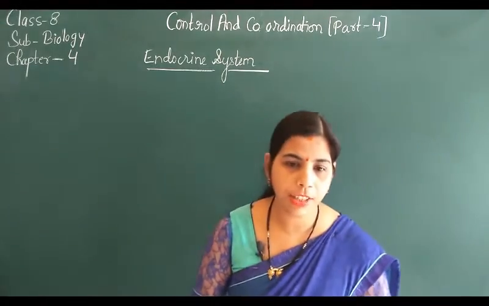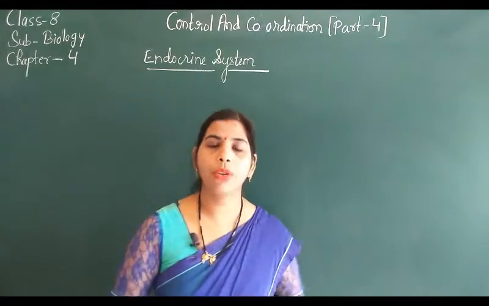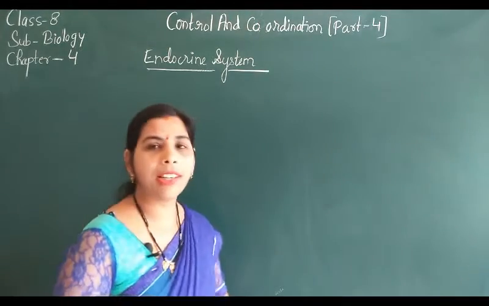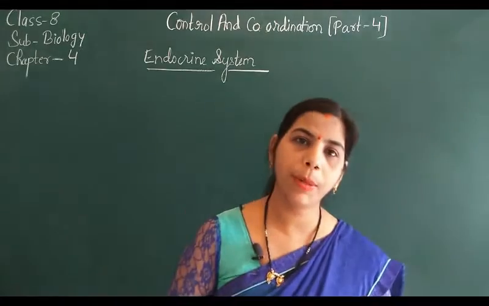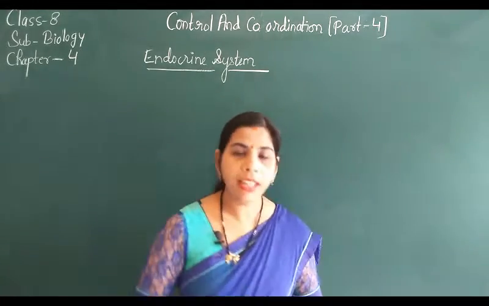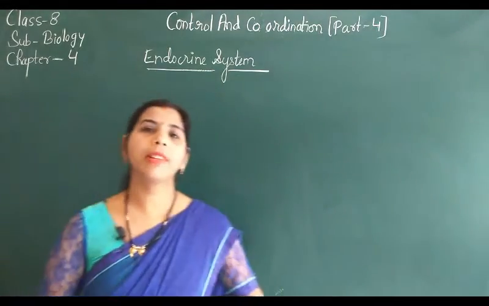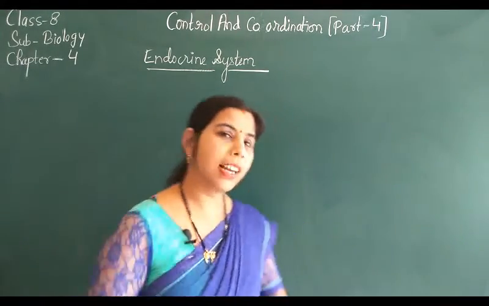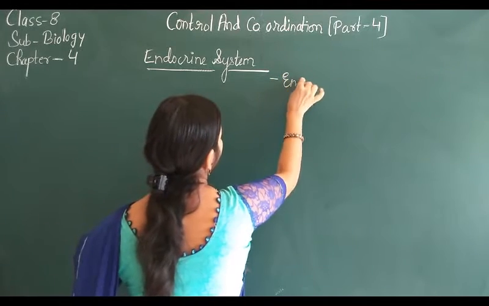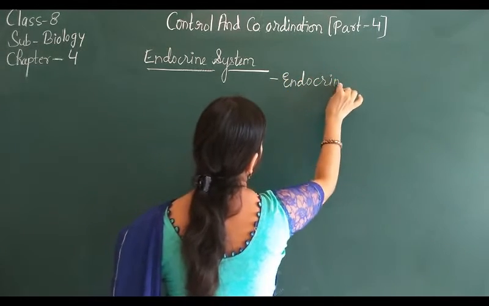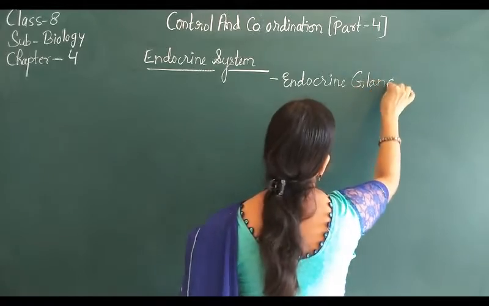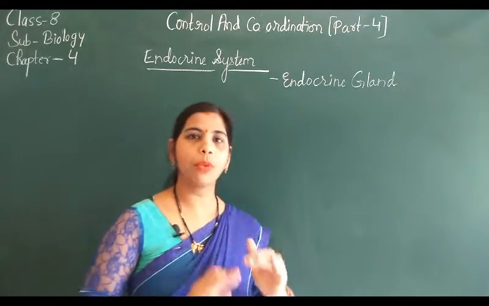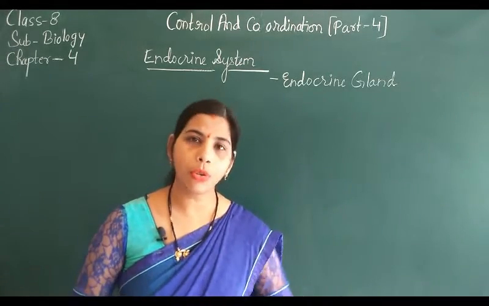This is the complete system present in our body which is going to control and coordinate the functions and vital processes in our body, like growth, development, reproduction and other things. This complete system is run by glands which secrete some chemical substances, and those glands are known as the endocrine glands. That means this endocrine system is run with the help of these glands.